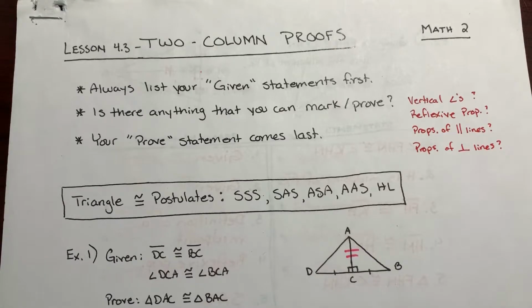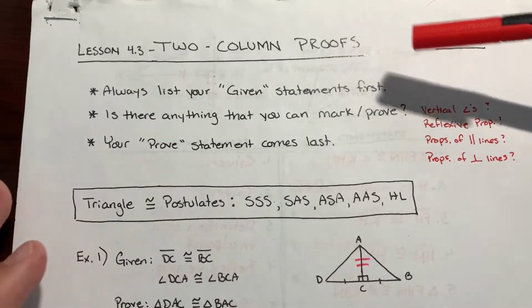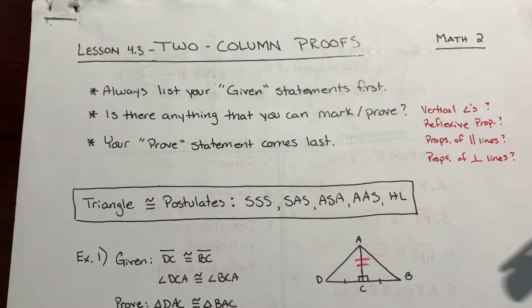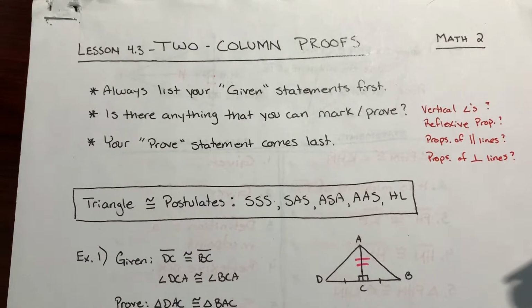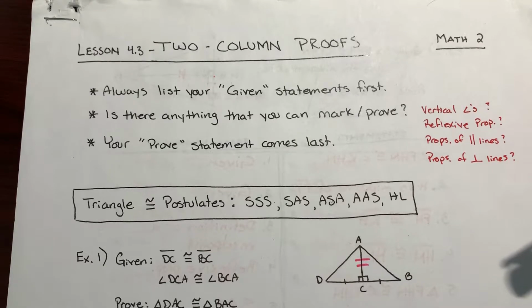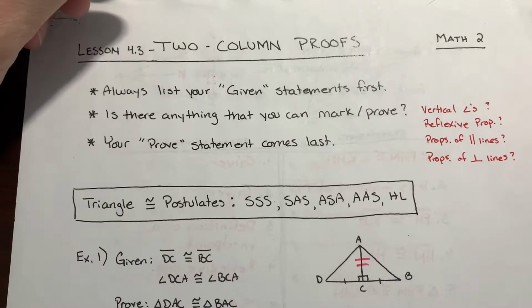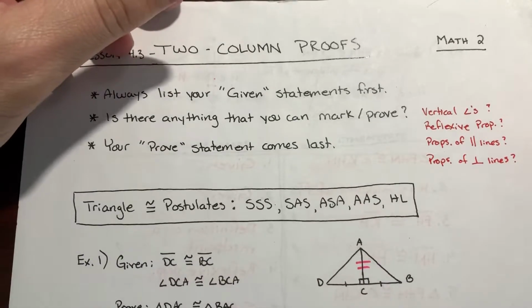And so what we're now going to do is create this 2-column proof that goes through the steps of explaining why the triangles are congruent to each other through one of those 5 postulates. It's kind of like the old assignment you had to do in middle or elementary school, and the teacher might say something like, okay, explain the steps of how to make a peanut butter and jelly sandwich.